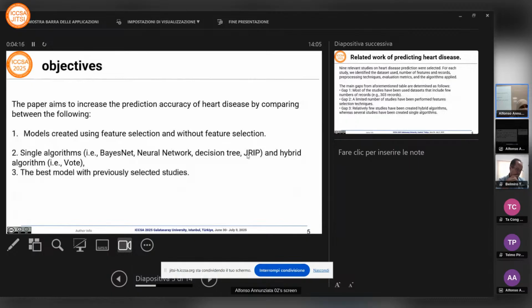So the objective of this study: the paper aimed to increase the prediction accuracy of heart disease by comparing the following. First, models created using feature selection and without feature selection. Also, single algorithms like Bayes network, neural network, decision tree, and JRip, and also a hybrid algorithm like vote. Then the best model from these algorithms, I compare it with the previous selected studies.